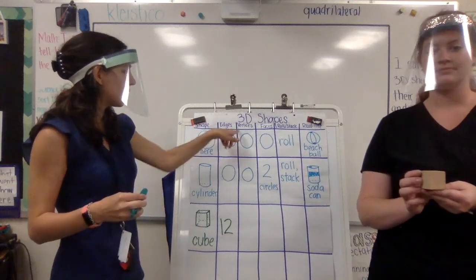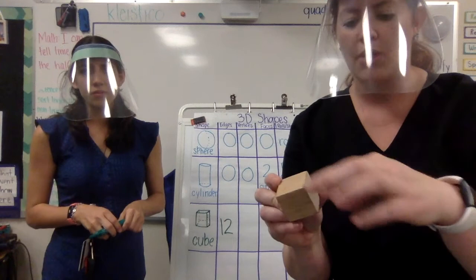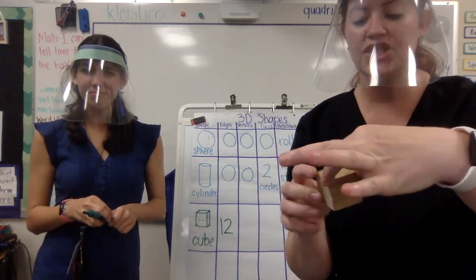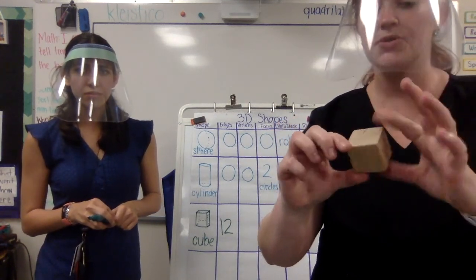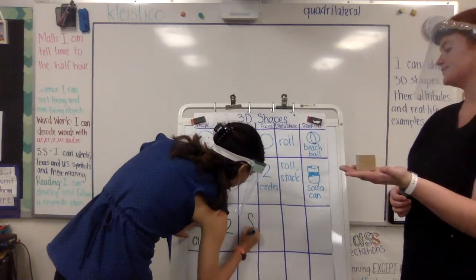Well, how many vertices does it have then? Well, a vertex, I remember, the vertices are where my edges are coming together and they're creating this point. This cube has 4 on the top and 4 on the bottom. So that means it has a total of 8 vertices. 8 vertices.